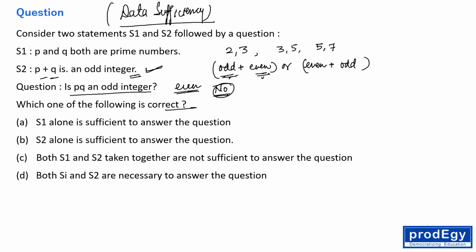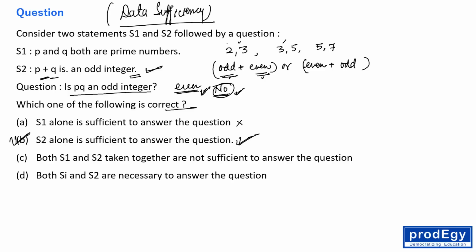So which of the following is correct? Is S1 alone sufficient to answer the question? No, because from S1 we can have 2, 3. So the product of 2, 3 will be 6 and the product of 3, 5 will be 15. So the product may be even or it may be odd, right? But from statement number 2, we can definitely say the product will be an even number. So is PQ an odd integer? No, the answer is no. So S2 alone is sufficient to answer the question. Yes, option B is correct. S2 alone is sufficient to answer the question, right?